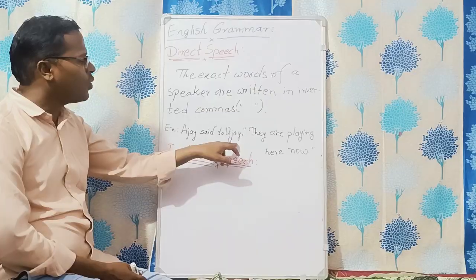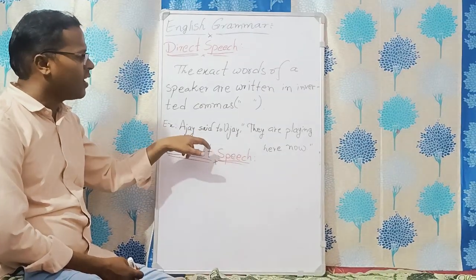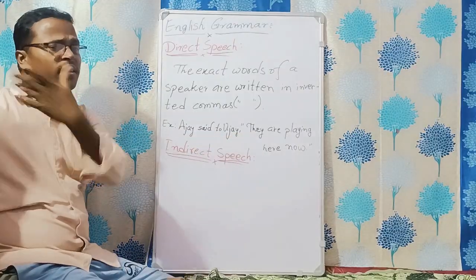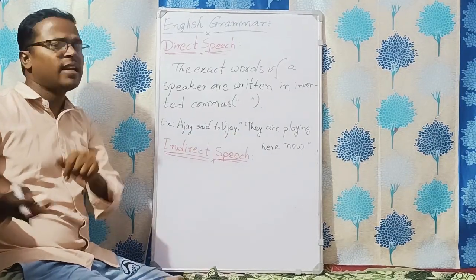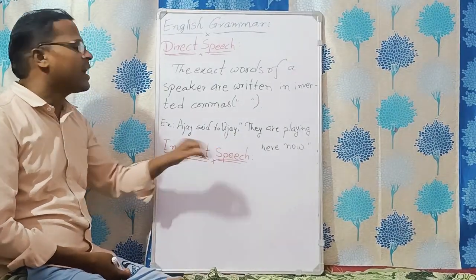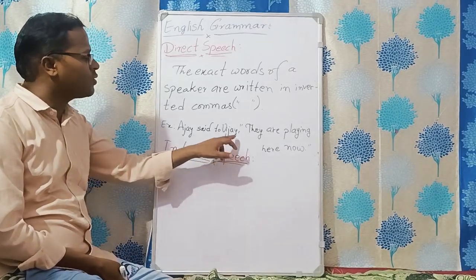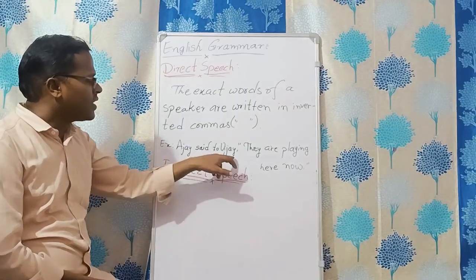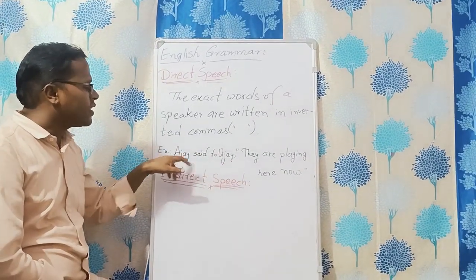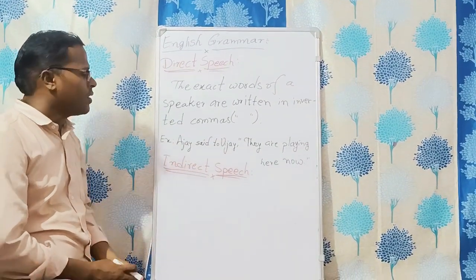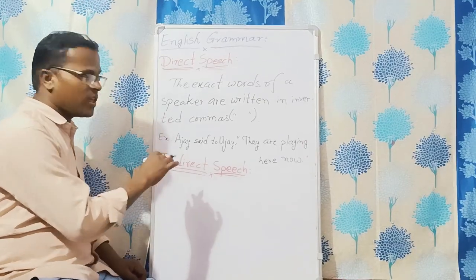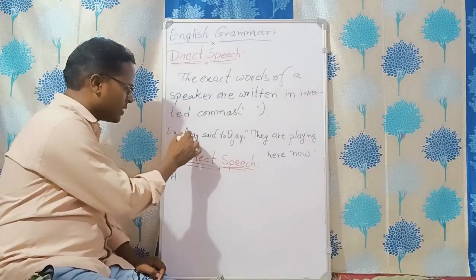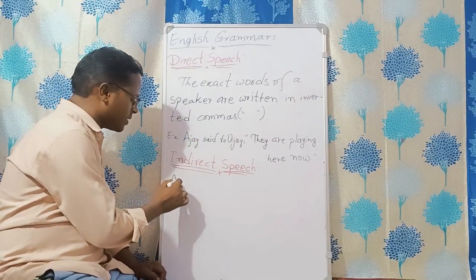Here the listener is Vijay. He will convey this information to another person. In that case we have to use indirect speech. See, Vijay is going to tell others, a third person, what Ajay said. For example, see how to change this. We are changing the direct speech into indirect speech.